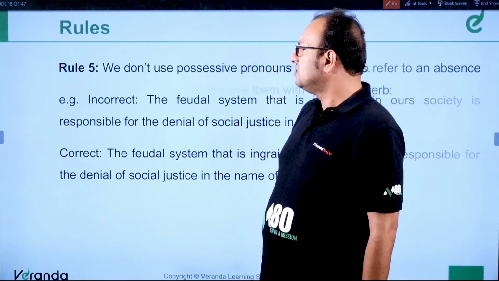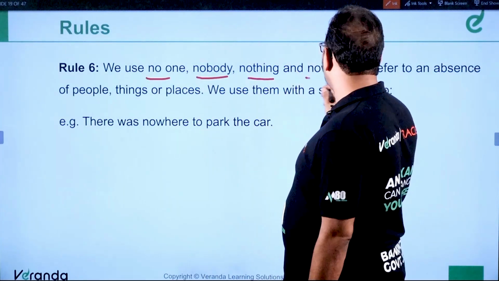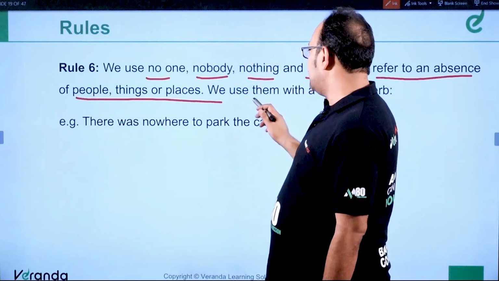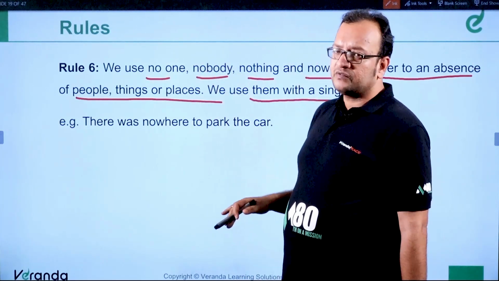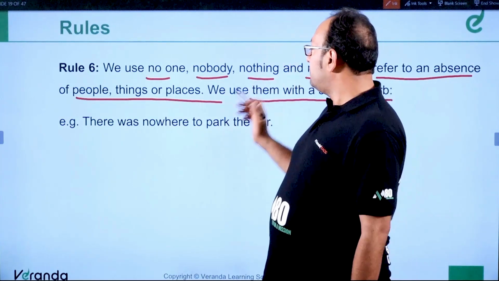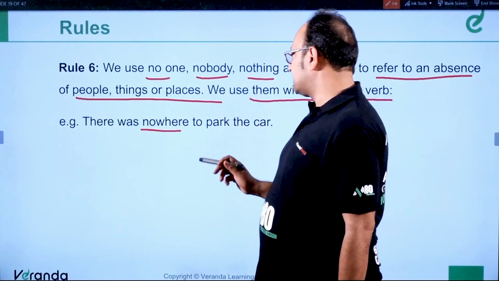Moving ahead, rule number 6. We use no one, nobody, nothing and nowhere to refer to an absence of people, things or places. We use them with a singular verb. These are indefinite pronouns, we know that, to denote the absence of something or someone. So, we use them with a singular verb. There was nowhere to park the car.